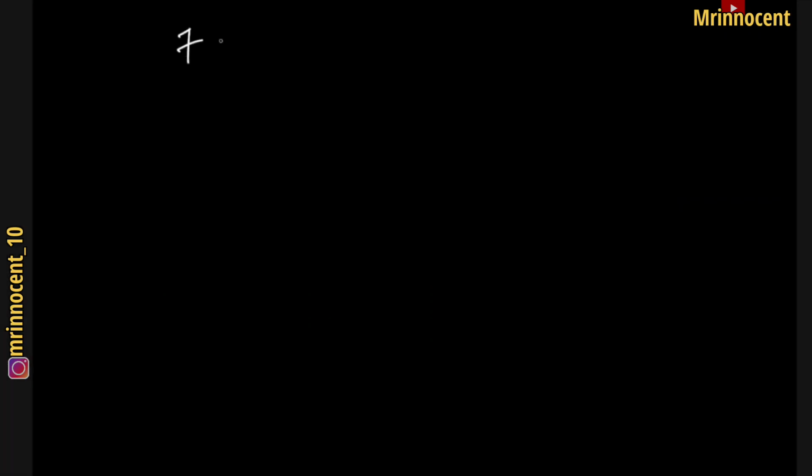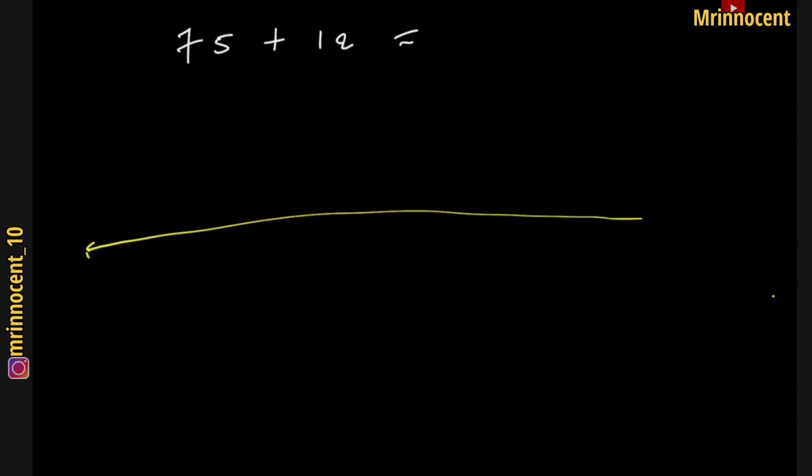You have 75 plus 12. So first of all, you need to draw your number line. So we have 75. Here, look at how many tens and how many units. Here you have 1 ten and 2 ones. So you need to jump 1 ten, plus 10, so you have 85.